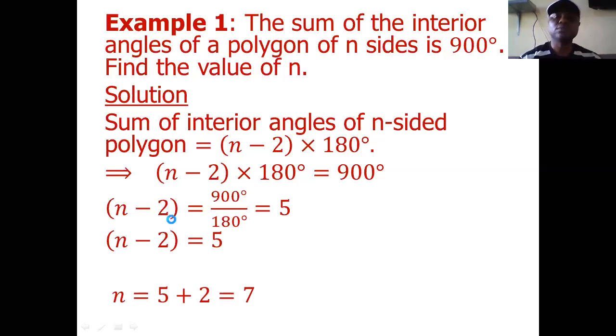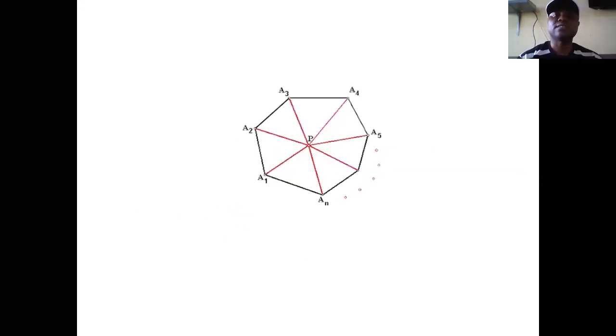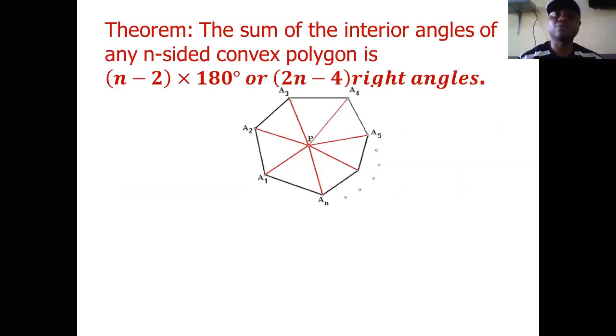Now, let's look at something very important. It's actually a theorem, but don't worry, I'm not going to bother you to prove this theorem, we're just going to state it and look at it in general terms. The sum of the interior angles of any n-sided convex polygon is n minus 2 times 180 degrees, or 2n minus 4 right angles. Remember, right angle means 90 degrees.